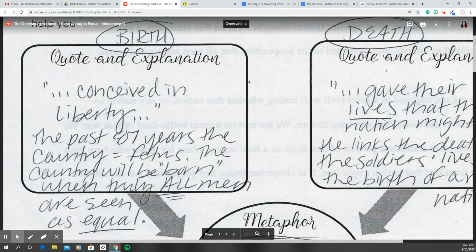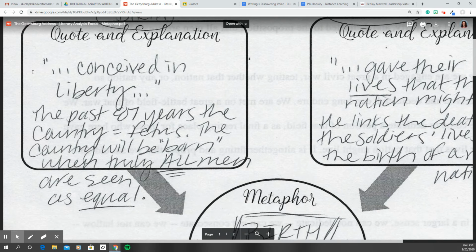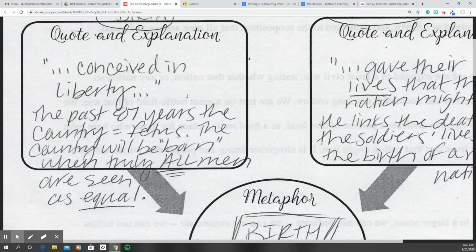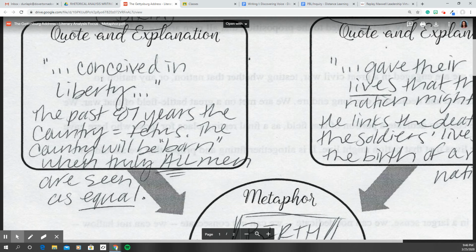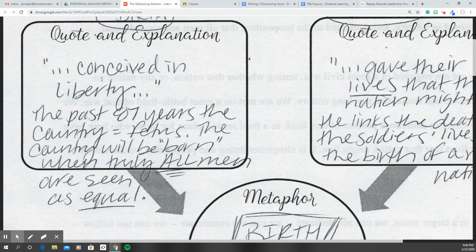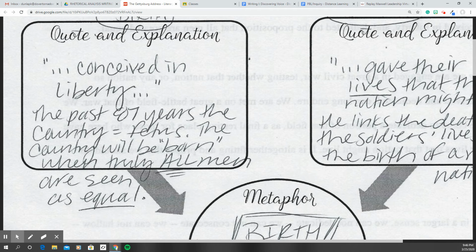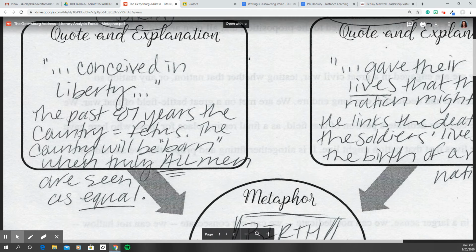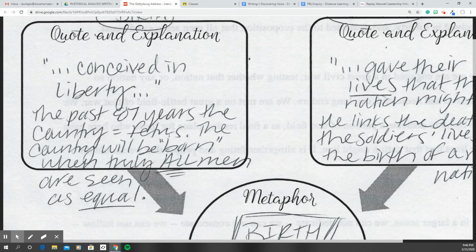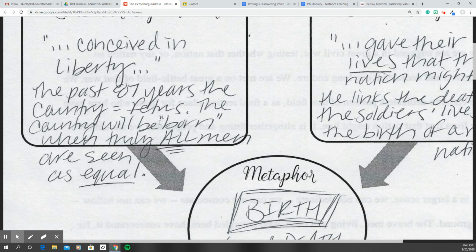I would like you to write that down, and you can see here I just put a partial quote. I use the ellipsis to convey that we're leaving some of that out. So how is this a metaphor? Well, we're talking about the birth of our country. As we fought in the Revolutionary War, we were establishing a country for ourselves. So the past 87 years, when he says that, when we fought in the Revolution to gain independence from Britain, he is comparing it to a fetus, and this idea that our country is being birthed like a baby would be birthed.